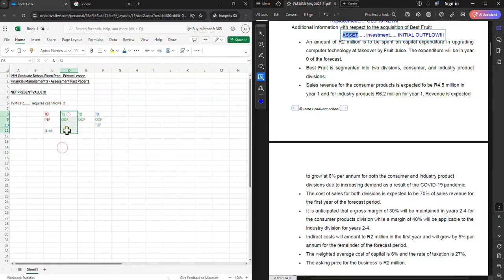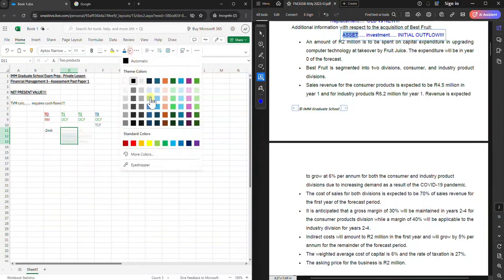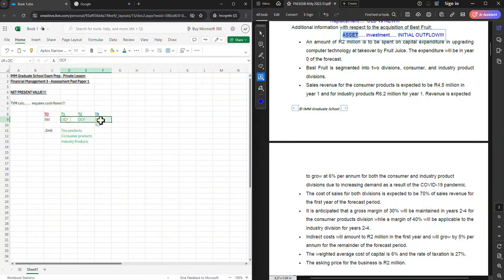Good. So that's operating cash flow, right? They're selling two products. What is the first product? Consumer. First consumer, and the other one is industry product. Okay, so we have two bits of information that relate to what? The OCF. Okay, this is operational, right? Yeah, 100%. Okay. Keep reading.